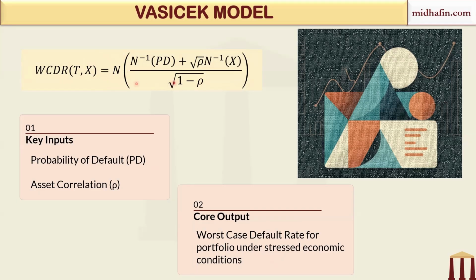Now, the math may look heavy, but for the exam, focus less on deriving it, although we have done this in FRM part 1 also, even the logical derivation and the intuition. But still, from the point of view of the exam, you should focus less on deriving it and more on knowing the inputs and the interpretation of the output. So basically, it takes PD and correlation as inputs, and it gives us the worst case default estimate.